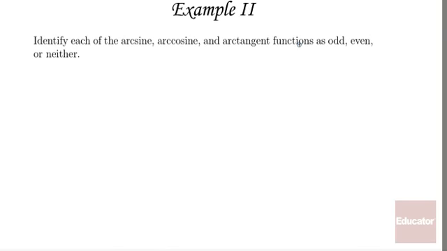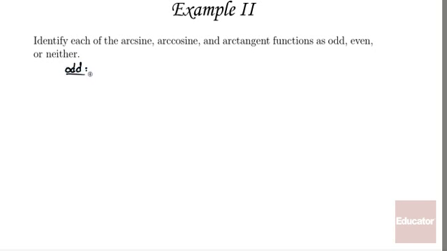In our second problem here, we're asked to find which of the arcsine, arccosine, and arctangent functions are odd or even or neither. And the key to thinking about this one is probably to think about the graphs and not so much to think about the original definition of odd or even. So let me write down the important properties to remember here.